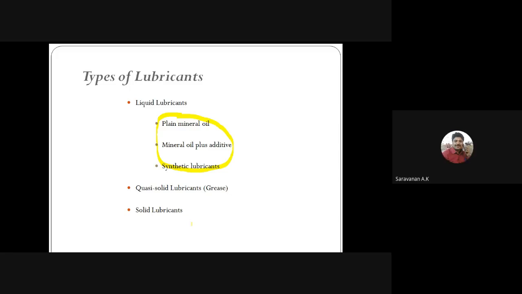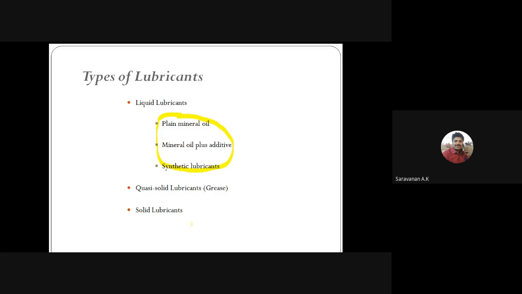So first we can see about the mineral oils. With modern refining technologies, the technicians have made it possible to produce lubricants of good quality from a wide variety of crude oils. Whatever the liquid may be, the source is the crude oil. In a refinery we can get different types of products: petrol, diesel, kerosene, then oils, lubricating oils.